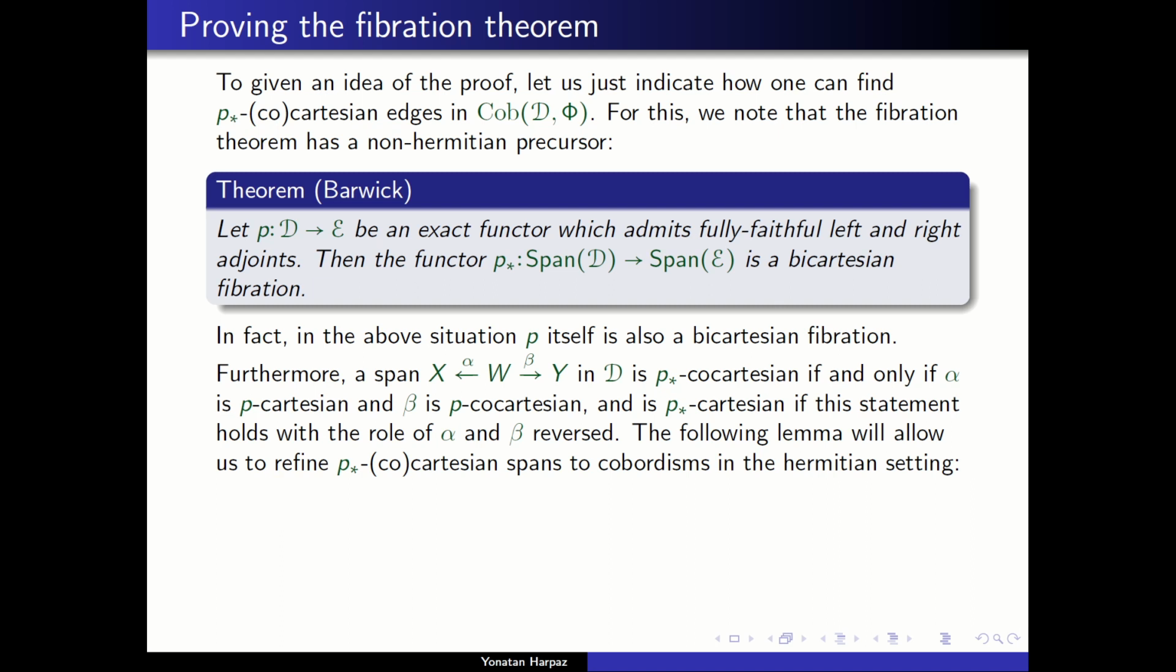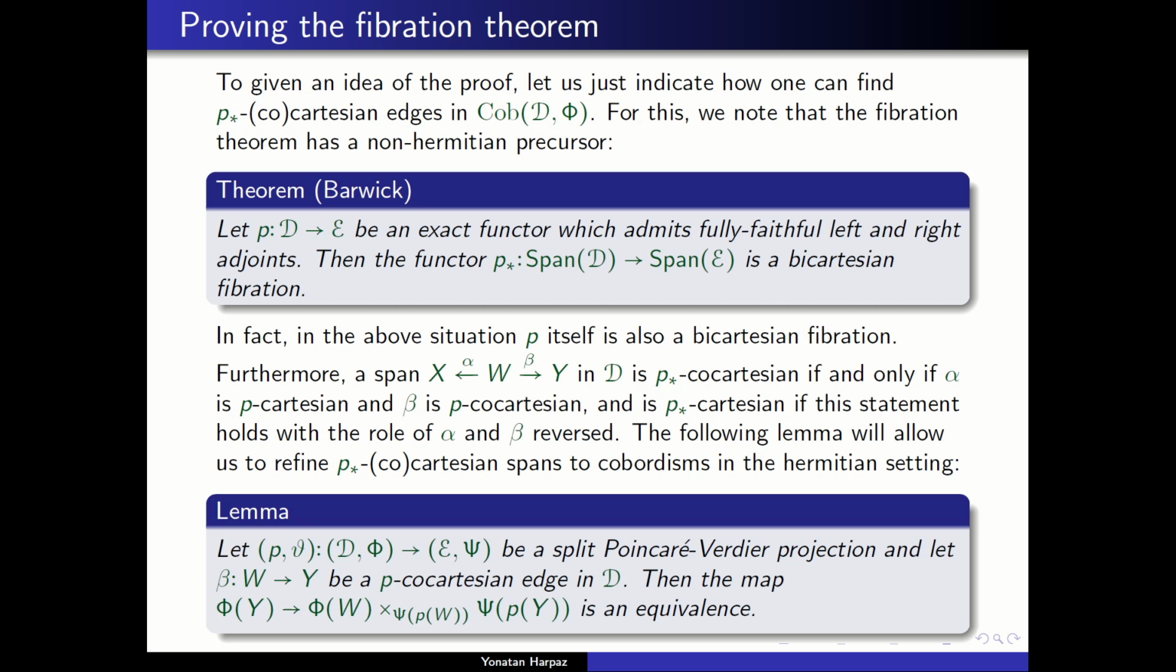And the following lemma will allow us to refine co-Cartesian lifts constructed on the level of spans to co-Cartesian lifts on the level of cobordisms. The lemma says the following. Suppose that P theta is a split Poincaré-Verdier projection from D phi to E psi, and suppose that beta from W to Y is a P co-Cartesian edge in D. Then the induced map on spectra from phi Y to the fiber product of phi W and psi PY over psi PW is an equivalence.